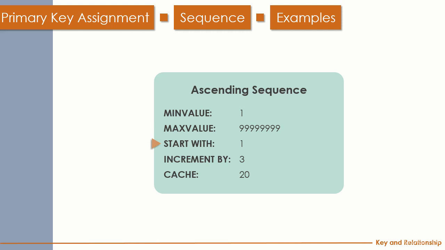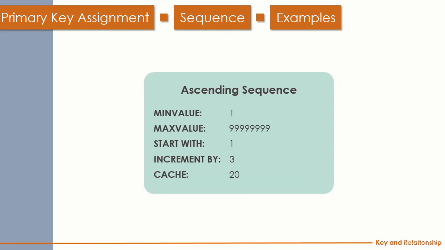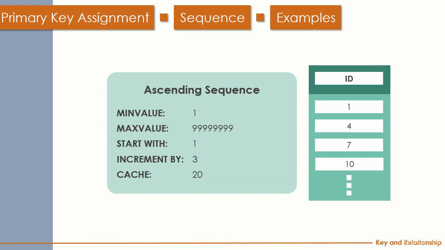Then you specify which value to start with, say 1, and the increment, which is how much each value will increase, say 3. The cache property usually allows the database engine to optimize the speed, because it can cache some values in memory. In this case, when you insert the data, you will get 1, 4, 7, 10, etc.